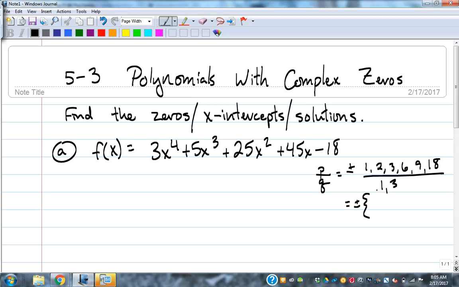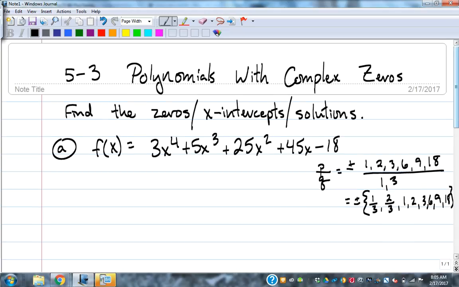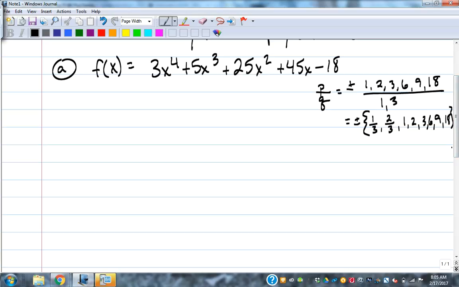Let's see, fractions will end up being 1/3, 2/3, and then the rest of them 3 goes into evenly. So that's just the list: 1, 2, 3, 6, 9, 18. There's our list. Okay. Not that we'll use all of those. We know that when we graph this, we're going to get something crossing the x-axis, hopefully, and getting an answer there.